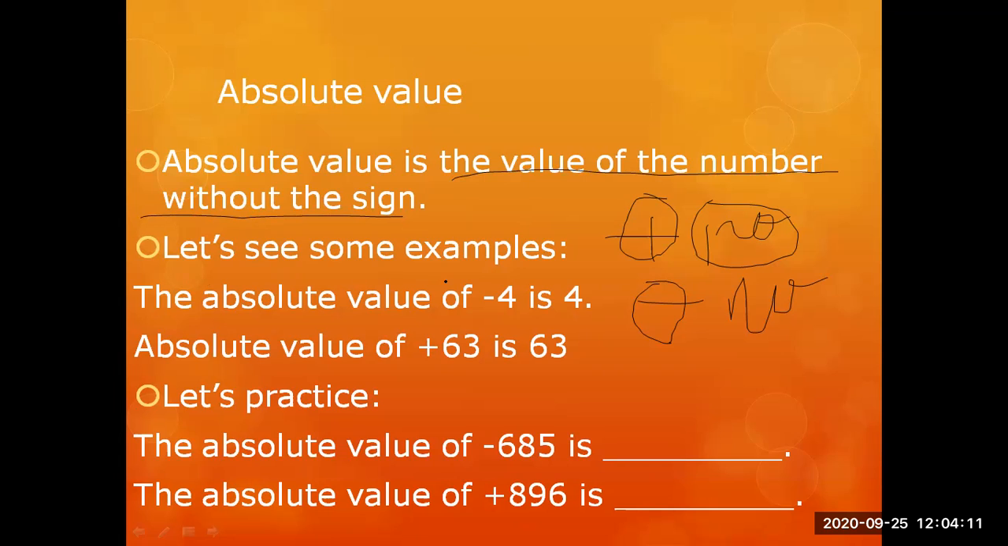So, let's see some examples. The absolute value of -4 is, so we are going to ignore this minus sign, so we get 4. And then the absolute value of +63 is, we are going to ignore this plus, so it is 63. So let's solve two questions.